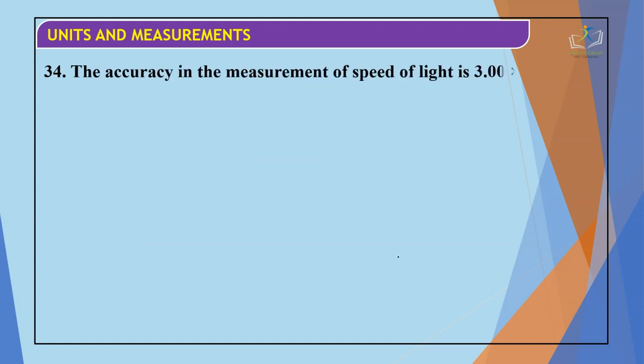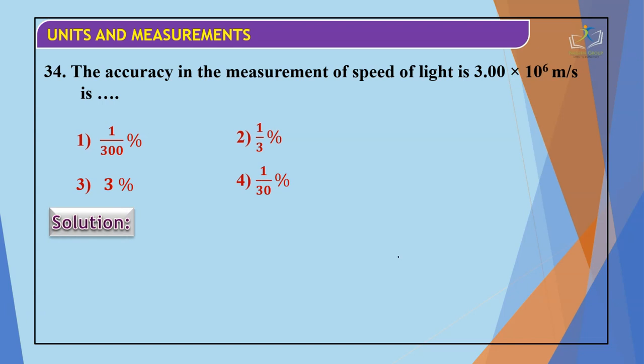Next, the accuracy in the measurement of the speed of light 3.00. Again, this is a significant figure. If I just count, there are three significant figures. 10 to the power 6 meter per second is. Now move with the solution part. For the accuracy, we know that delta C by C into 100. So after the solution part, we got the answer 1 by 3%.